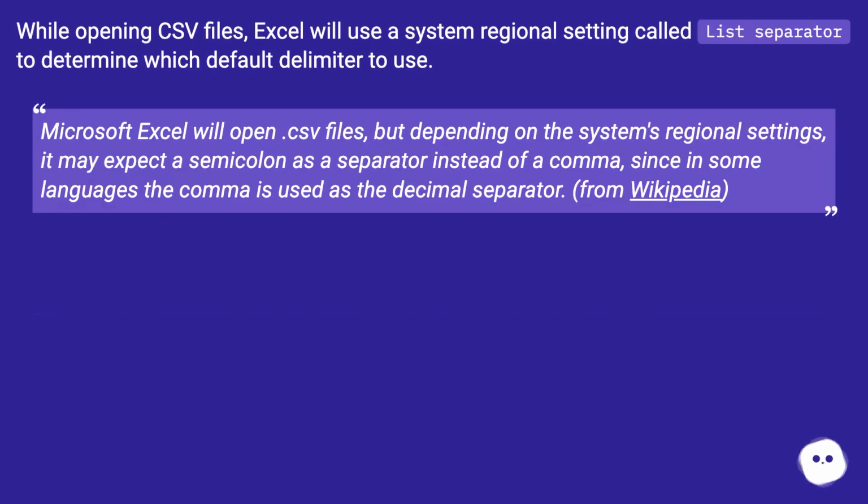While opening CSV files, Excel will use a system regional setting called list separator to determine which default delimiter to use. Microsoft Excel will open .csv files, but depending on the system's regional settings, it may expect a semicolon as a separator instead of a comma, since in some languages the comma is used as the decimal separator. From Wikipedia.